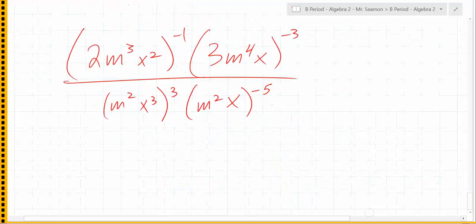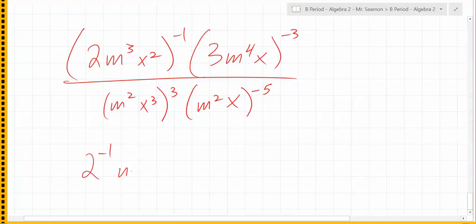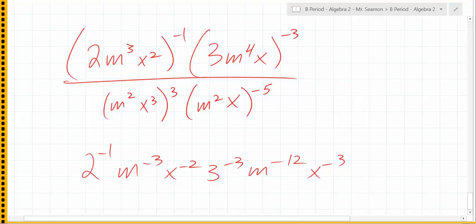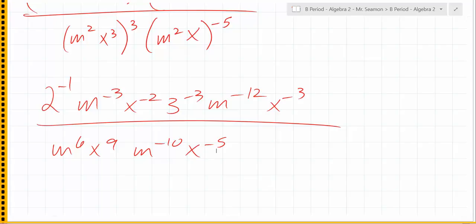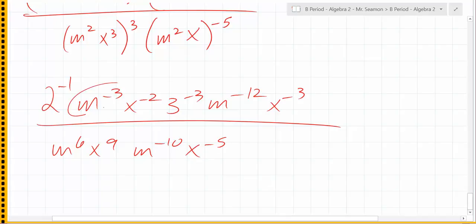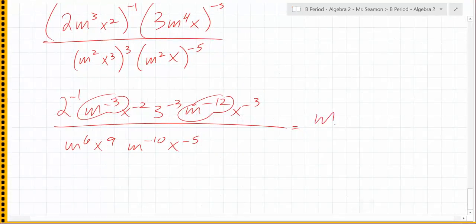Okay, everybody stand up. Let's clean this up. I got 2 to the negative 1, m to the negative 3, x to the negative 2, 3 to the negative 3, m to the negative 12, x to the negative, all over m to the 6th, x to the 9th, m to the negative 10, x to the negative 5th. That's all multiplication. You just have to combine them now. M to the negative 3 and m to the negative 12. What does that become? M to the negative 15.